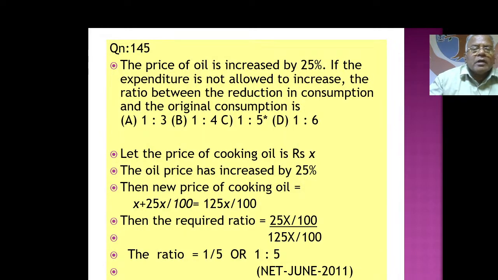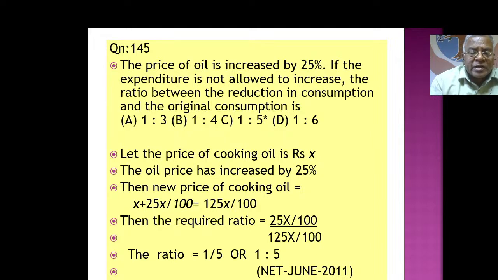So the price of oil is increased by 25%. If the expenditure is not allowed to increase, the ratio between the reduction in consumption and the original consumption is what? See, very interesting question. Let the price of the cooking oil be rupees X. The oil price has increased by 25%. So the new price of cooking oil will be X plus 25X by 100, that is 125X by 100.